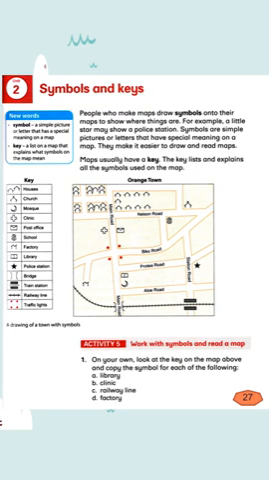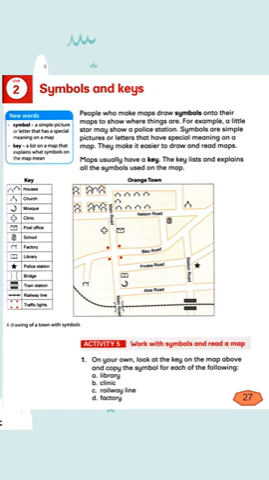People who make maps draw symbols onto their maps to show where things are. For example, a little star may show a police station. Symbols are simple pictures or letters that have special meaning on a map. They make it easier to draw and read maps.